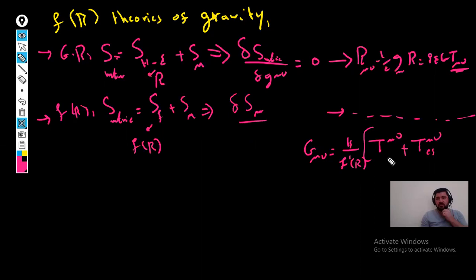I'm sorry, this is T mu nu. We should keep the indices balanced. So T mu nu, and here we have the effective one, the effective energy-momentum tensor. This one is generated mainly because of the modified gravity, and it's related to the curvature.